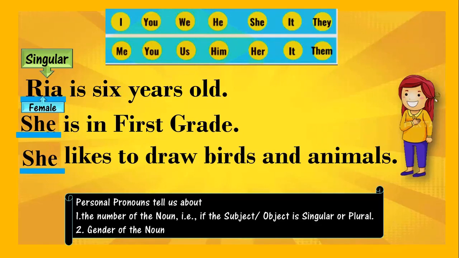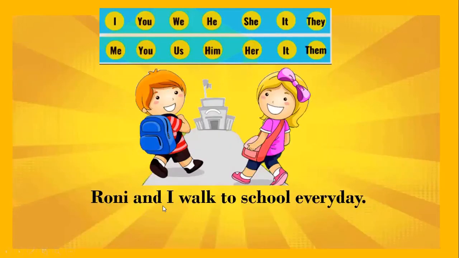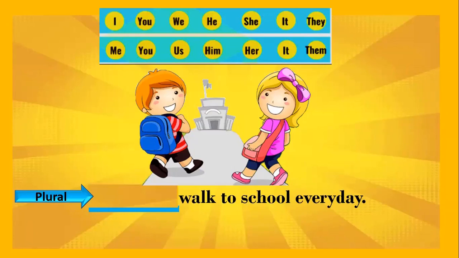Let's look at the next sentence, children. Ronnie and I walk to school every day. Children, in this sentence, there are two nouns, Ronnie and I. So here we have a plural subject. So which personal pronoun should we use to replace the plural subject, Ronnie and I? Good job, I can hear you, children. So we should replace Ronnie and I with the personal pronoun we.